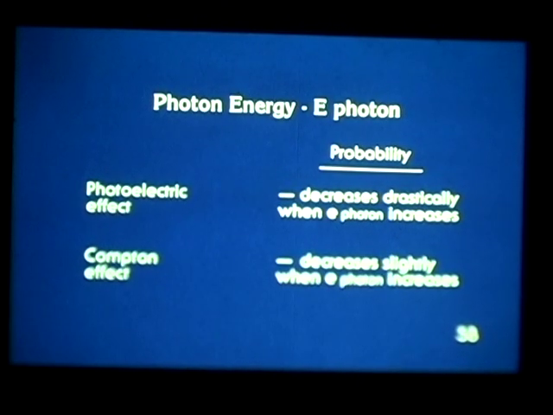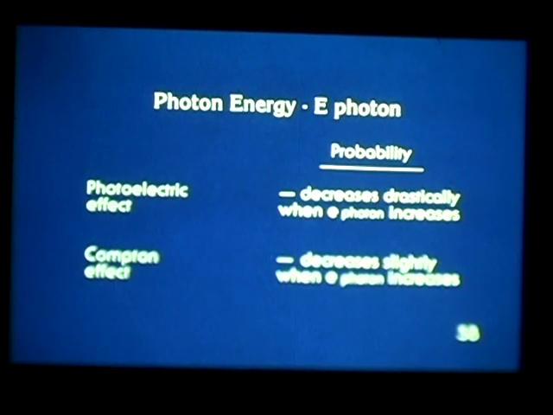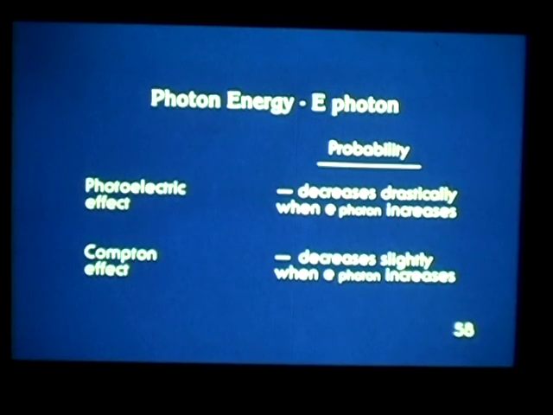Number 58. This third important variable in determining the probability of photon interactions with matter is the energy of the photon. The probability of photoelectric effect decreases drastically when photon energy increases. The probability of Compton effect decreases only slightly when photon energy increases. Therefore, in a given type of matter, if the photon energy increases, there will be much fewer photoelectric interactions, and the interactions that occur will be mostly Compton interactions.